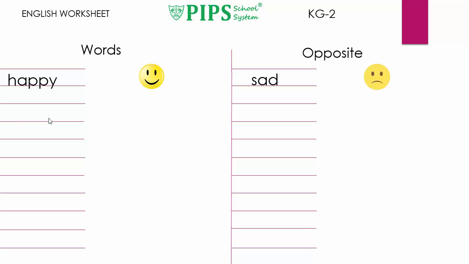The next word is small. This is the picture of a small tortoise. Its opposite word is big. This is the picture of a big giraffe. The third word is short. This is the picture of a short boy. Its opposite word is tall. This is the picture of a tall boy.